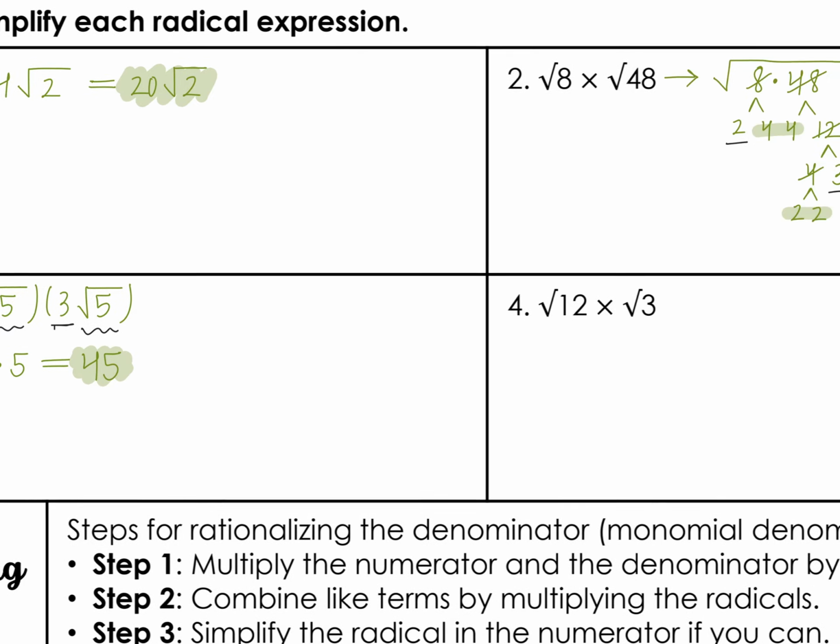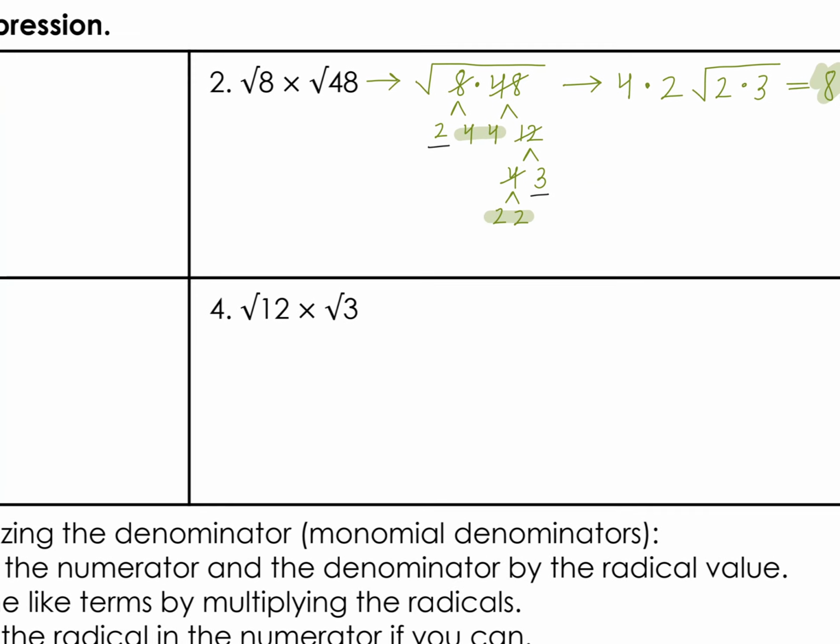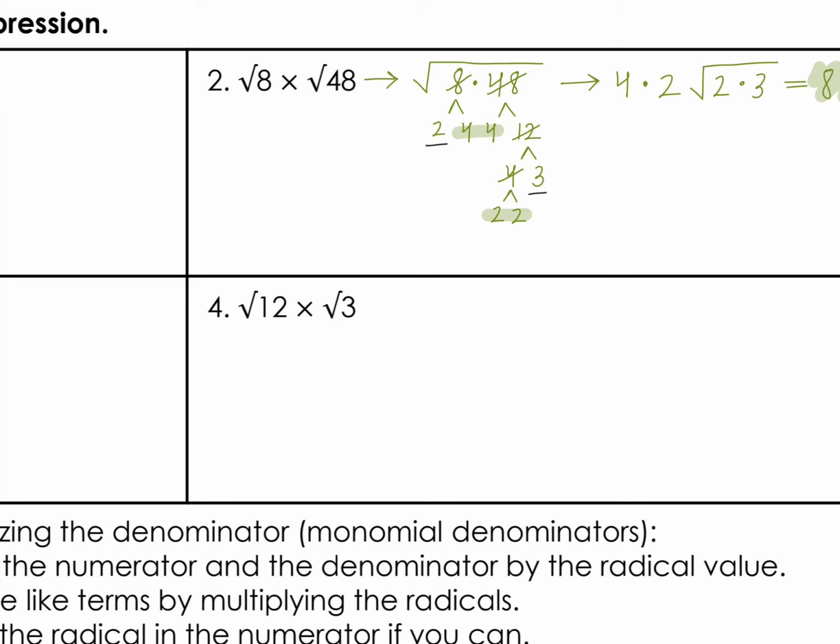Then moving on to the last one for this section. We have the square root of 12 times the square root of 3. This is going to be very similar to number 2, so I'm going to do the same idea. I'm going to put them under the same radical and write it out as multiplying, but then I'm going to factor. Here, 12 can be factored into 4 times 3. Well, that's going to give me a pair.